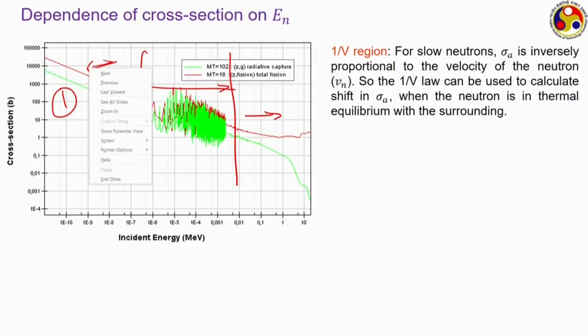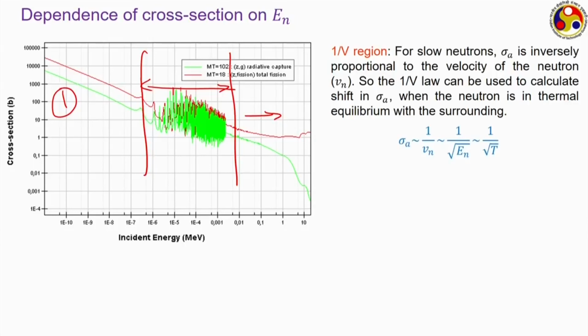The first zone, which is this particular one, corresponding to the slow neutrons, is called the 1 by V region. You can see here this cross section is reducing almost linearly with the kinetic energy, and it has been observed that the absorption cross section is nearly inversely proportional to the velocity of the neutron. Accordingly, we can use this 1 by V relation to calculate the energy level of any thermal neutron. Like, say, here sigma A is inversely proportional to the velocity.